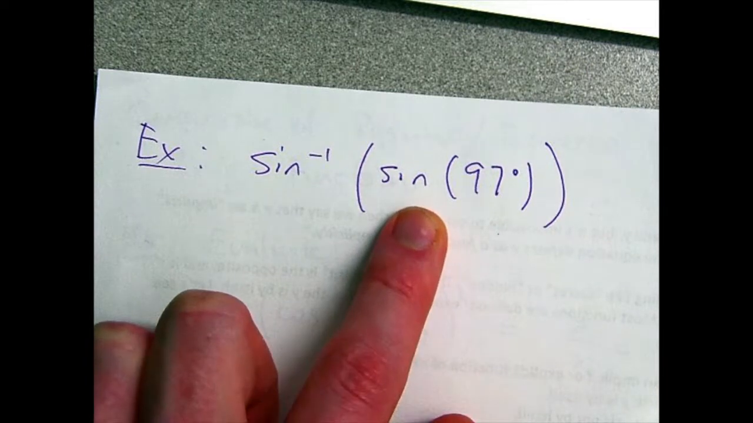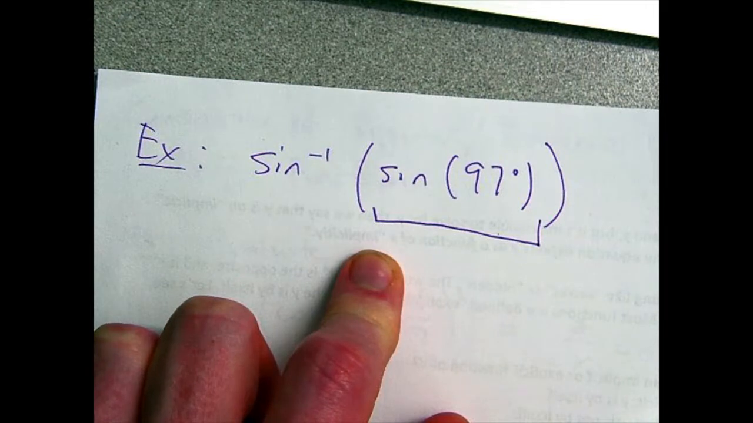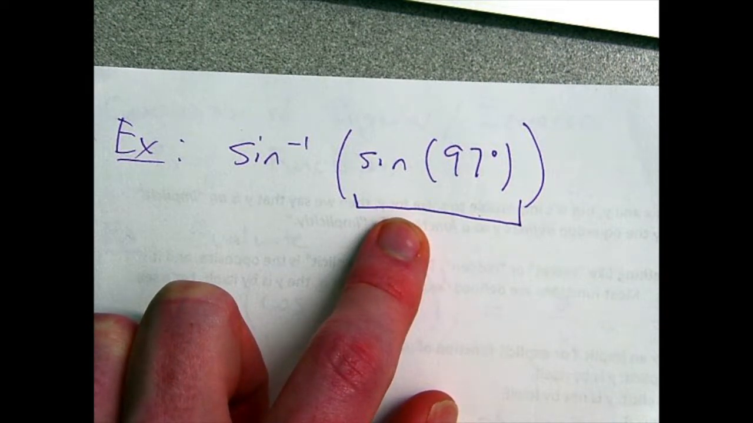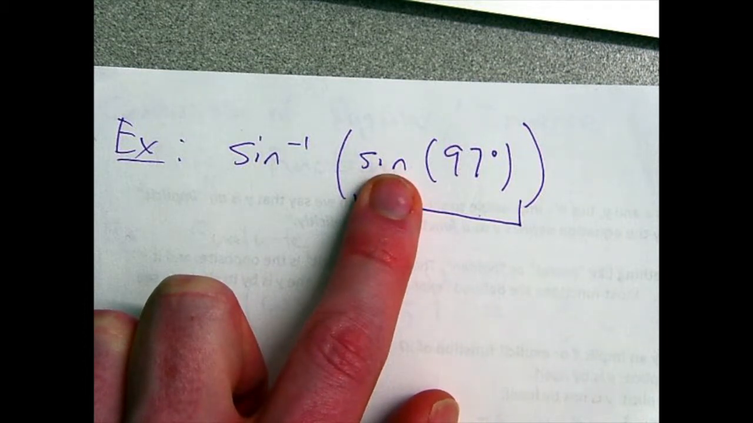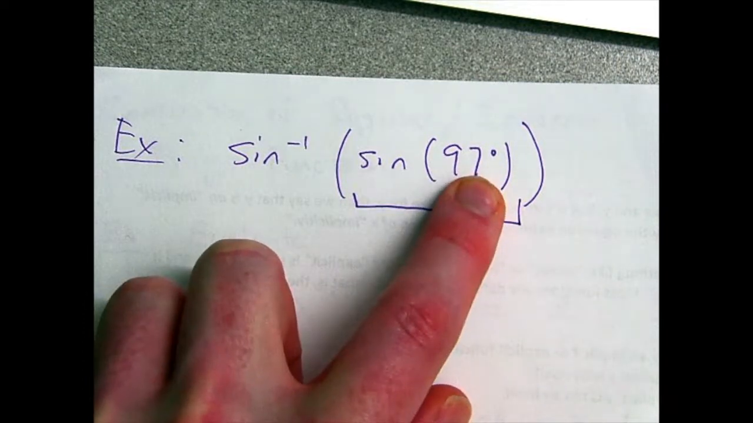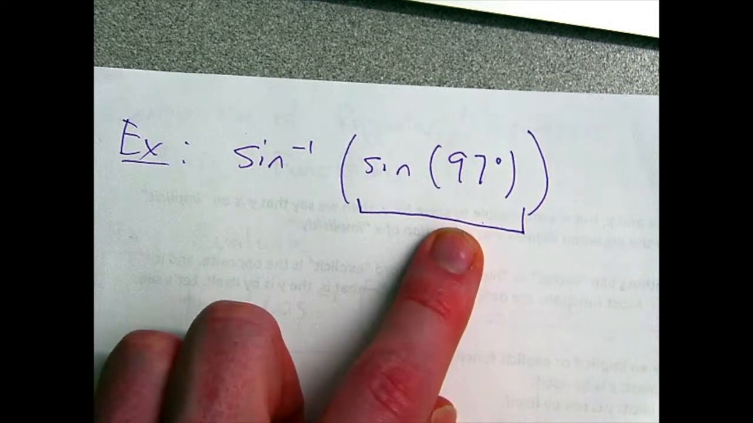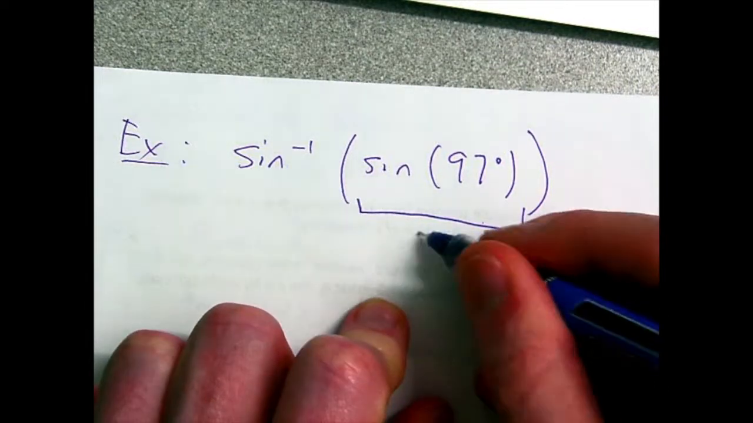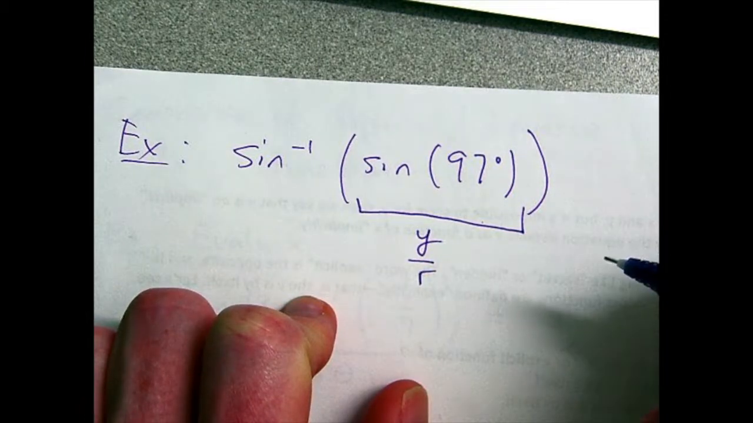Well, first of all, if you analyze the inside expression, you'll recognize that object isn't an angle. Inverse trig functions produce angles, but this is the regular sine function. Its input is an angle, 97 degrees, and the thing that it produces is basically a y-coordinate, technically y over r, some kind of ratio of sides.